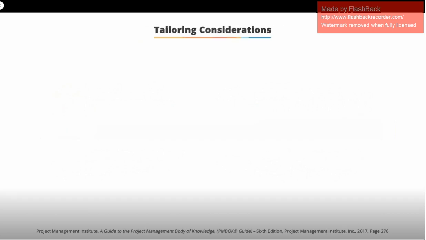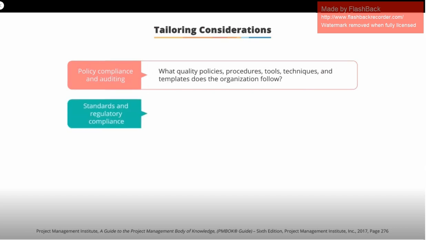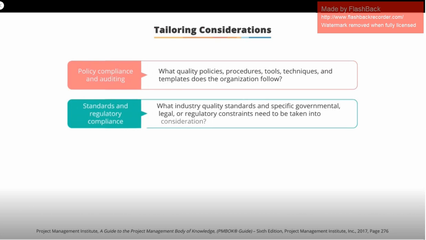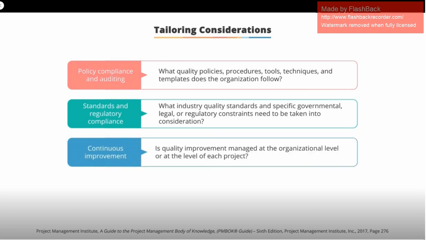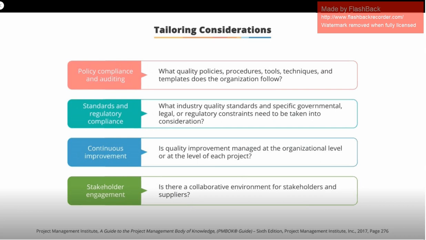Tailoring considerations. Some of the considerations for tailoring are policy compliance and auditing. What quality policies, procedures, tools, techniques, and templates does the organization follow? Standards and regulatory compliance. What industry quality standards and specific governmental, legal, or regulatory constraints need to be taken into consideration? Continuous improvement. Is quality improvement managed at the organizational level or at the level of each project? And stakeholder engagement. Is there a collaborative environment for stakeholders and suppliers?